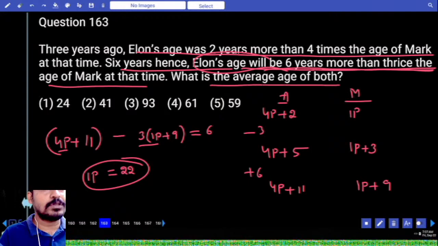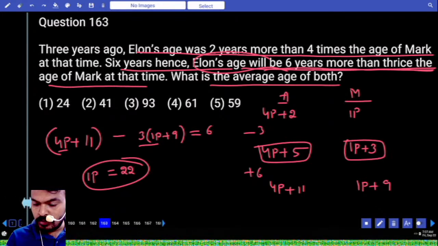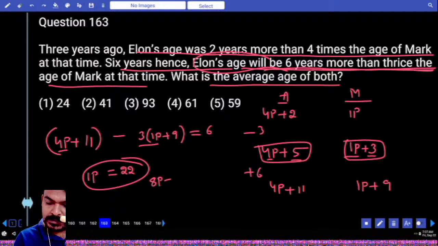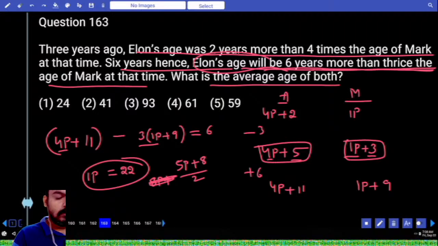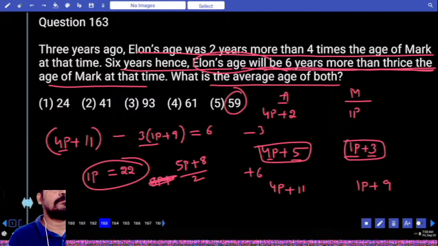Average of both, means present average. Present average means what are the present values? 4 parts plus 5 and 1 part plus 3. 4 plus 1, 5 parts. 5 plus 3, 8. Means 5 parts plus 8, by 2. What are the 5 parts value? 110 plus 8 means 118, by 2 means 59.